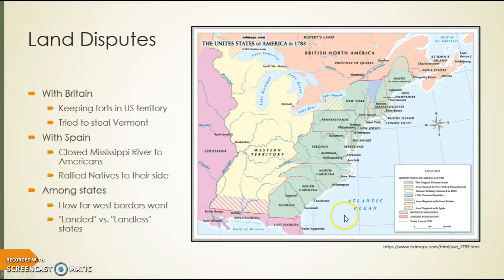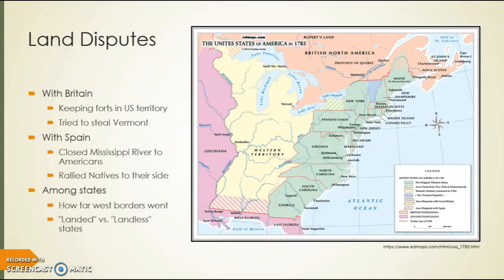Okay, so land disputes with Spain. You see, this is Spanish territory here. You can see that this area is disputed between Spain and the United States. So Spain closed the Mississippi River to Americans because people started settling in Kentucky and Tennessee, so in this area. And so they closed down the river, and those settlers who were living there needed access to the river in order to have access to goods, in order to be commercially viable. And so a lot of those folks considered becoming Spanish so they could use the river.